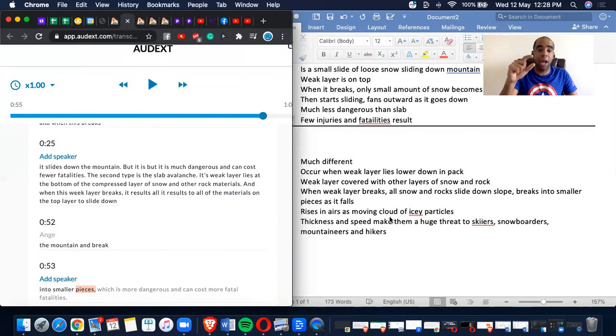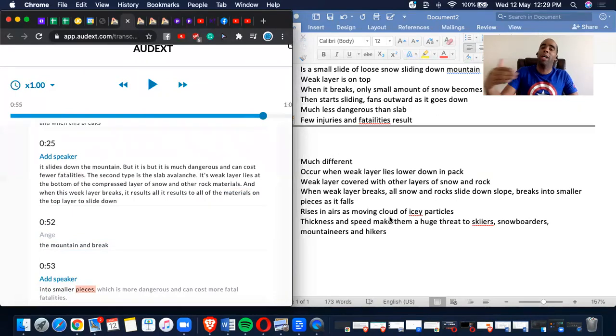Okay, you said, and when this weak layer breaks. Now don't worry so much about the reader, it picked it up as W-E-E-K. But weak and weak, what are those, homographs or homophones? I can't remember. The homas always get me confused. But nonetheless, it says, comma, it results to all of the materials.